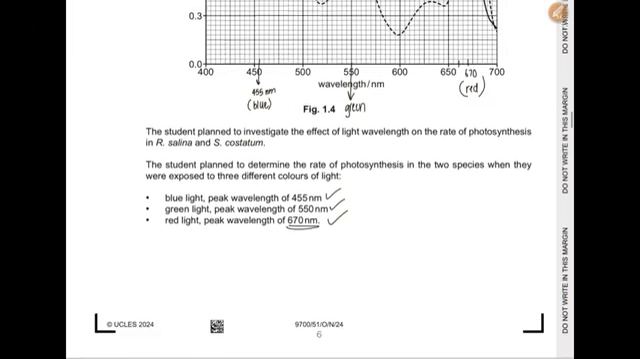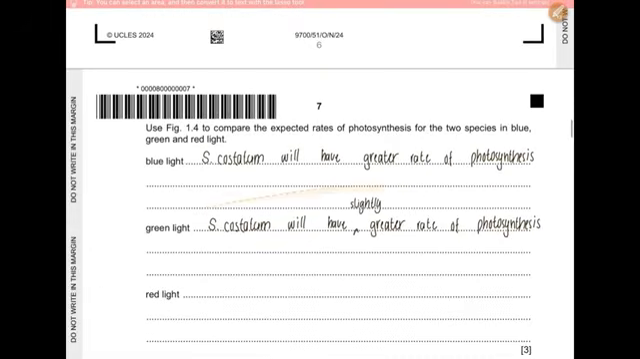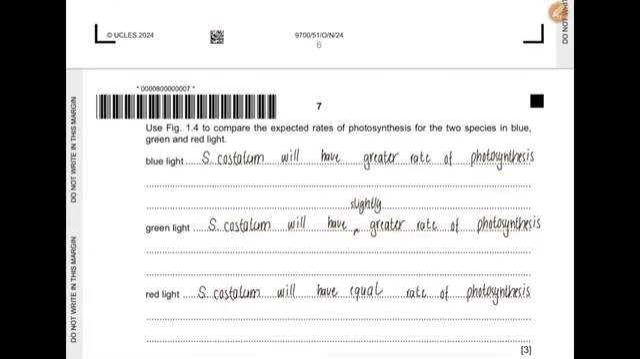Now let's look at red light. At red light, which is 670 nanometers, you can say that they're both exactly equal. The rate of photosynthesis in both of the species will be the same.